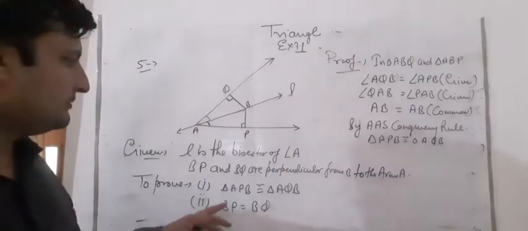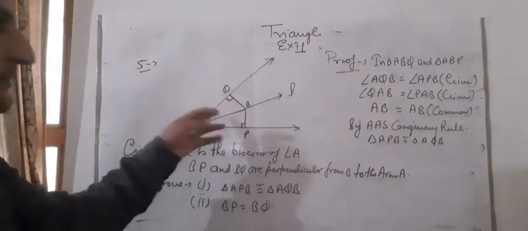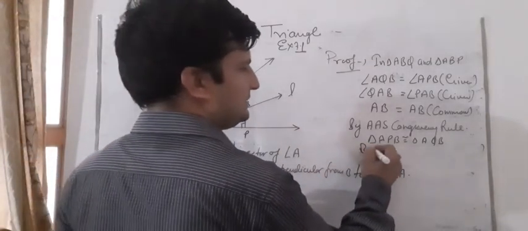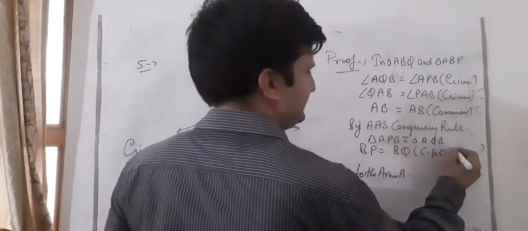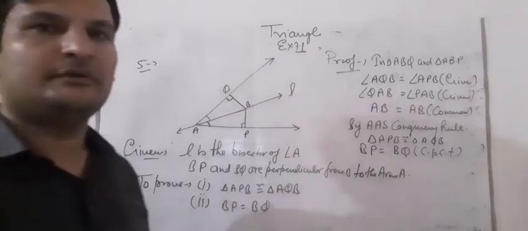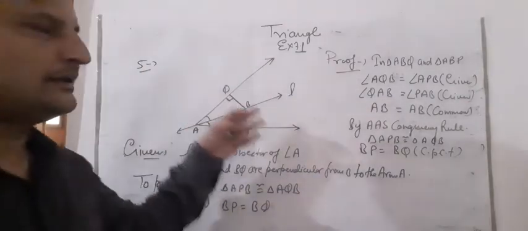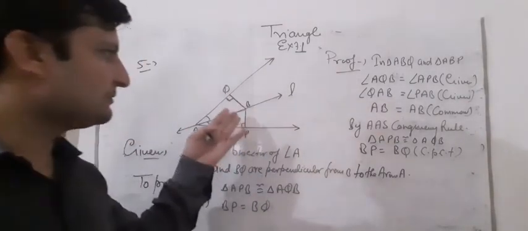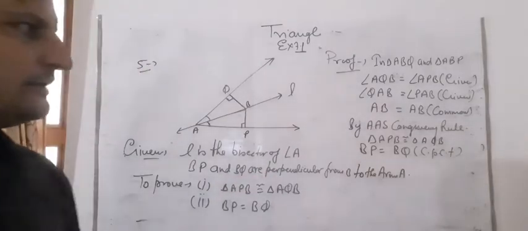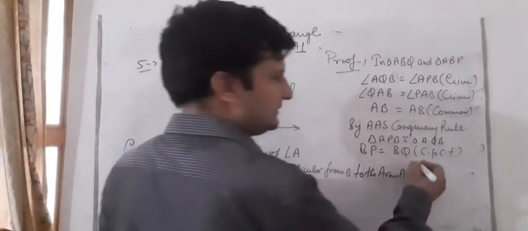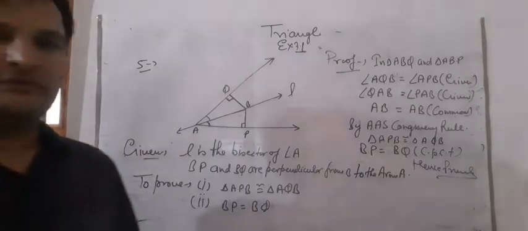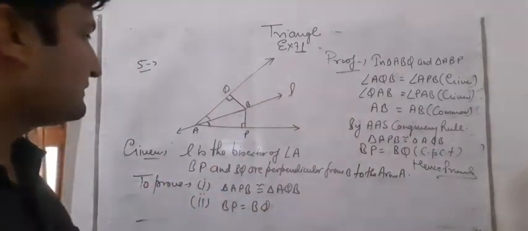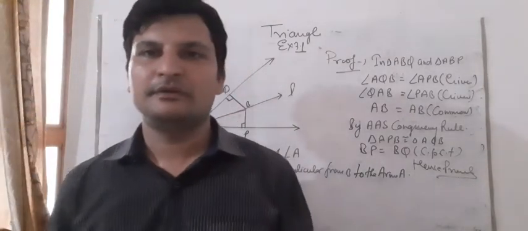Now students, what we have to prove next? BP is equal to BQ. Again we can write that BP is equal to BQ, because by CPCT, when two triangles are congruent to each other, it means these corresponding sides are also equal to each other. So we can say that BP is equal to BQ by CPCT, hence proved. So students, this question we have also done. Question number 4 is your homework. Now we will do the next question.